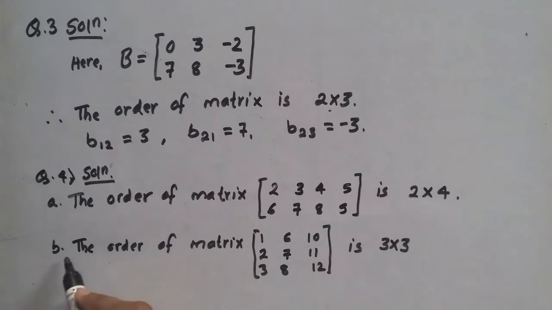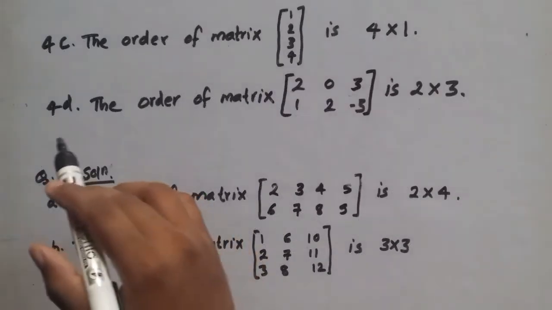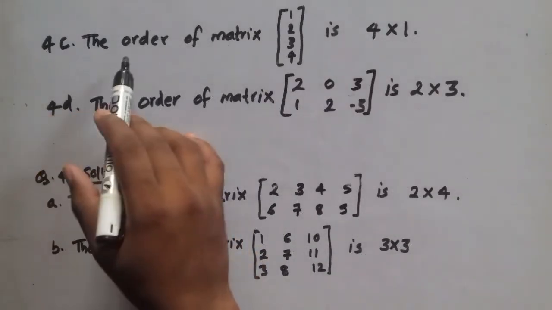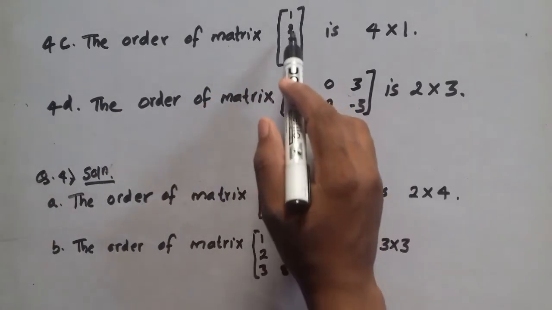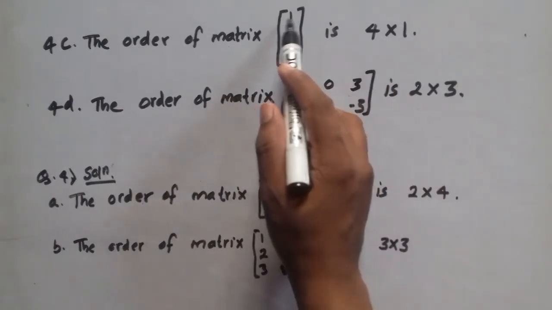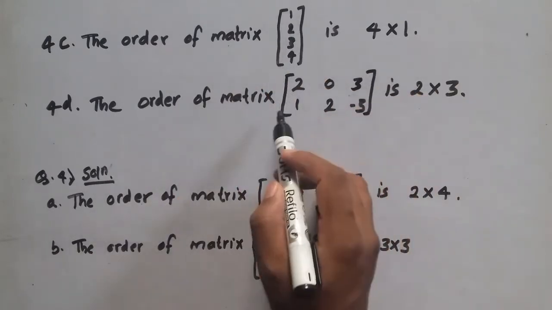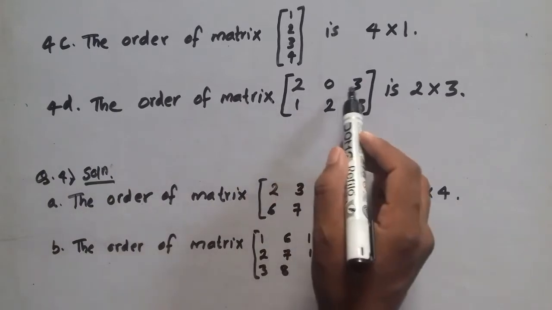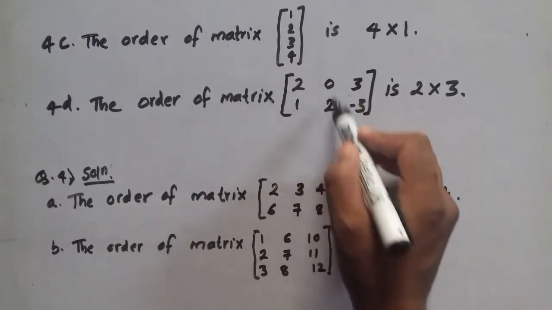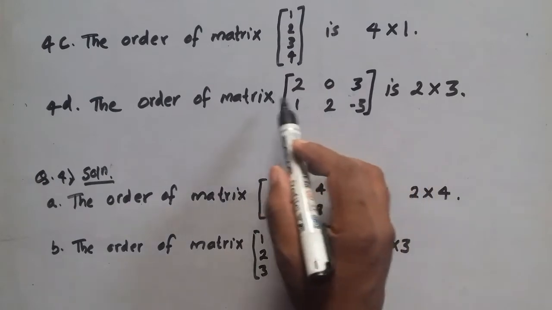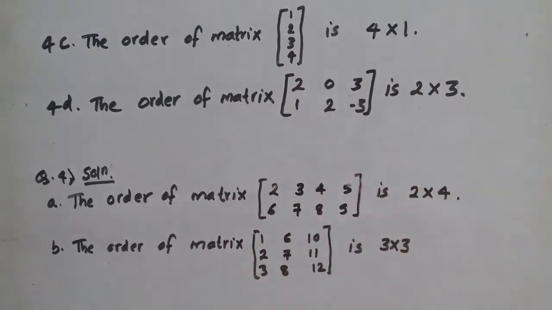And in question number 4b, in this matrix there are 1, 2, 3 rows and 1, 2, 3 columns, so the order of this matrix is 3 by 3. In question number 4c, the order of matrix is 4 by 1, because here 1, 2, 3, 4 rows and 1 column are given. And in question number 4d, this matrix has 2 rows and 3 columns, so the order of this matrix is 2 by 3.